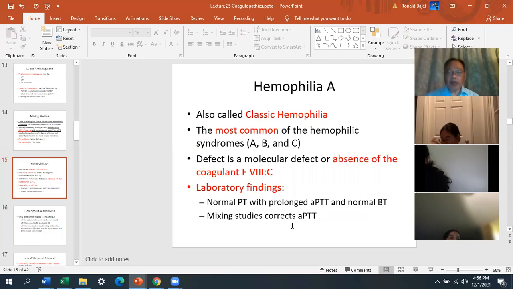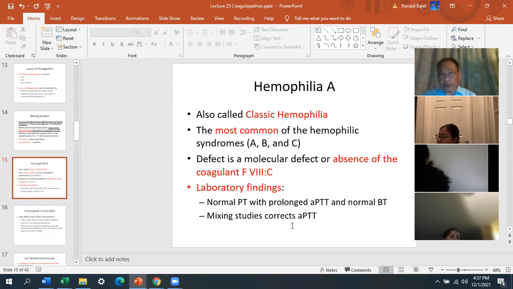Going back to hemophilia A, that's called classic hemophilia. It's the most common of the hemophilic syndromes, which are A, B, and C. And the defect is the absence of the coagulant 8C. So A is 8C, and then B has a factor, and then C has a factor. Laboratory findings with hemophilia A are normal PT, prolonged PTT, and normal bleeding time. If you have a normal bleeding time, then you can rest assured that you don't have a platelet problem.